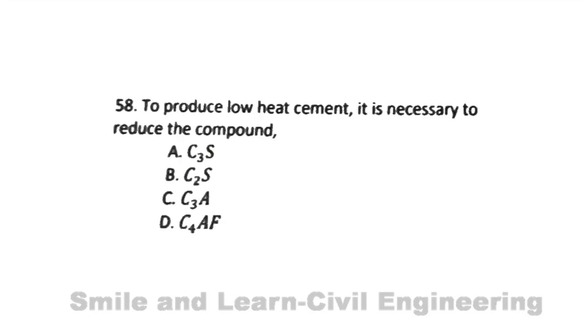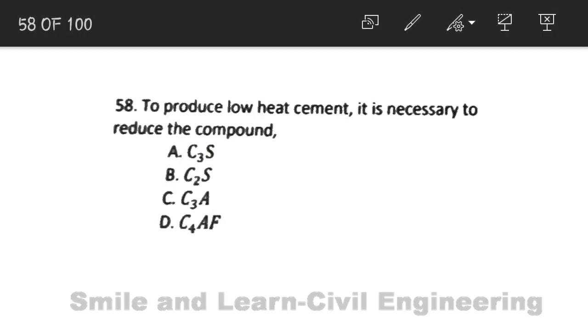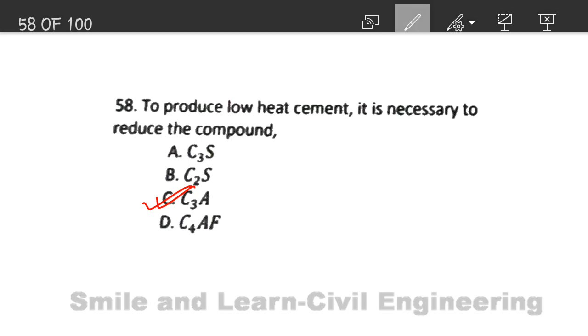To produce low heat cement, it is necessary to reduce the compound. So we will reduce C3A, because C3A produces a very high heat of hydration, and this is a low heat cement. So we will reduce that compound, and C3A is also responsible for flash setting.